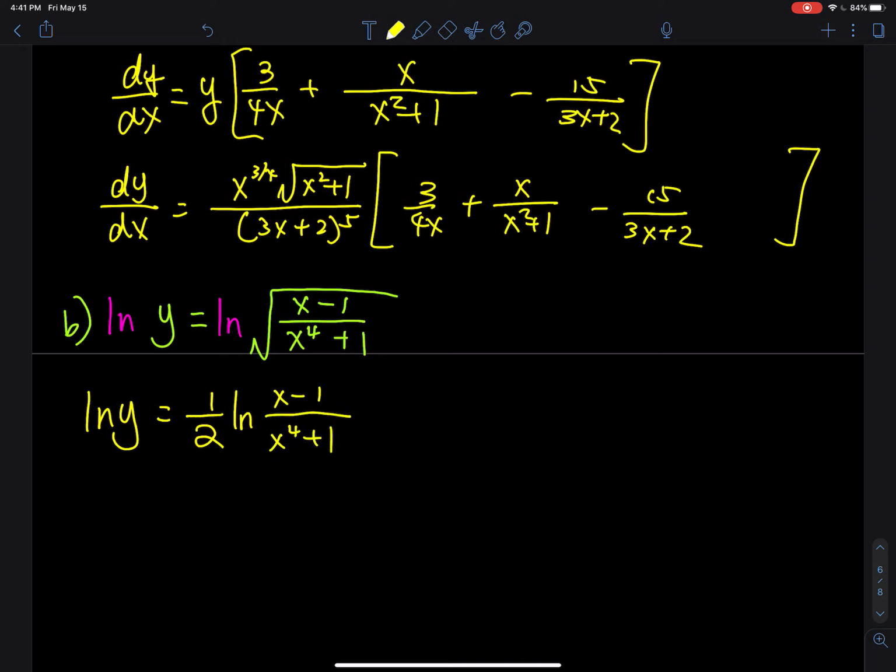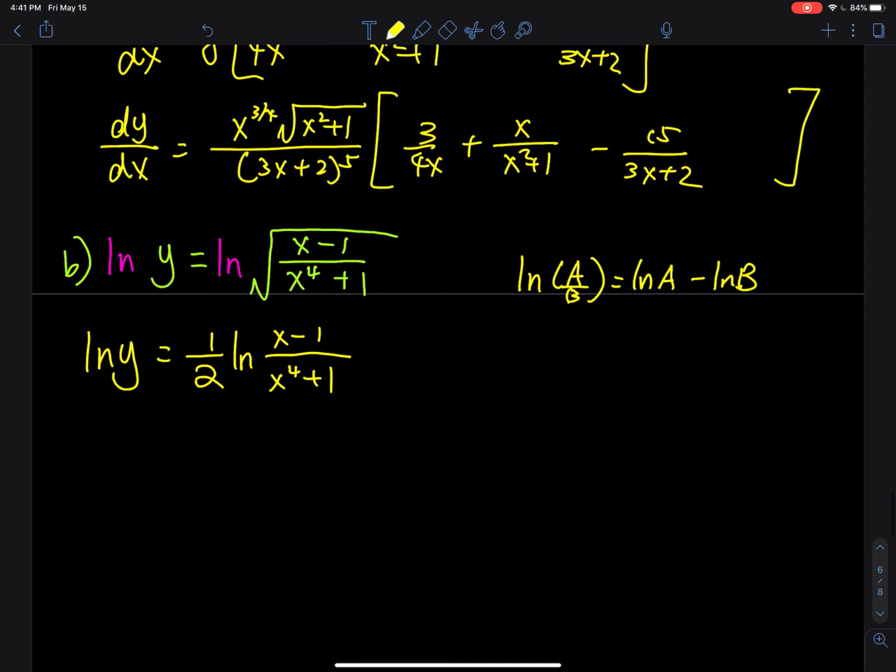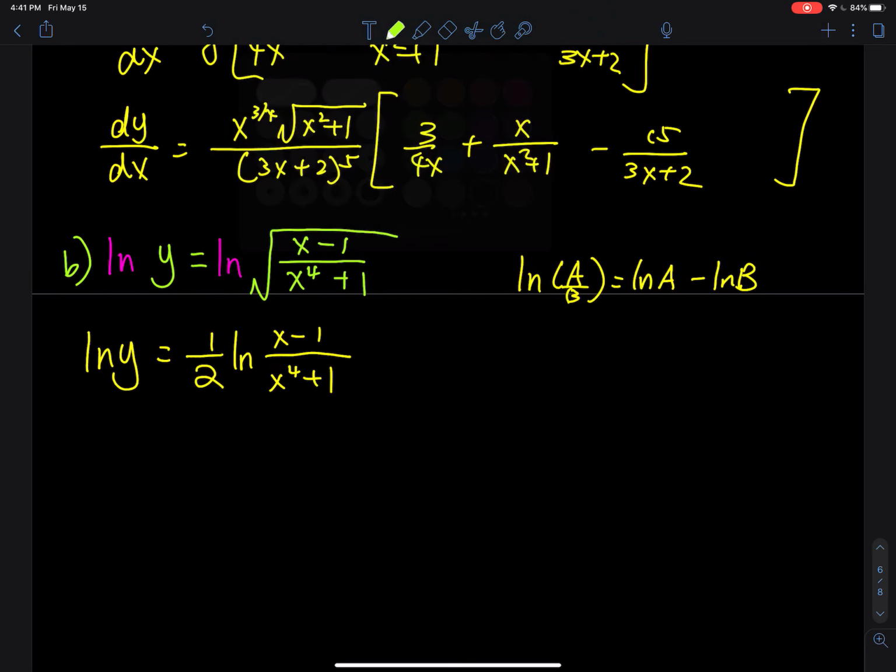I took ln on both sides. I haven't differentiated anything yet. So this is ln one minus the other. Then you have ln a divided by b, that equals to ln a minus ln b. All right. This is supposed to be in green, right? So I will stick with green.